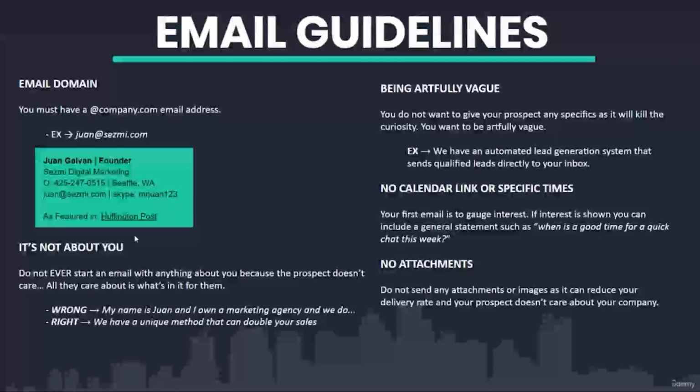And another thing I recommend is being artfully vague. You do not want to give your prospect any specifics to the point where it's going to turn them off, right? We're going to go over different email responses for different objections, but just a good example of being artfully vague: we have an automated lead generation system that sends qualified leads directly to your inbox. When somebody comes back and says, hey, what do you guys do? How does it work? Nice and simple like that. You can explain the details of how it works on your discovery call or your presentation call, right?